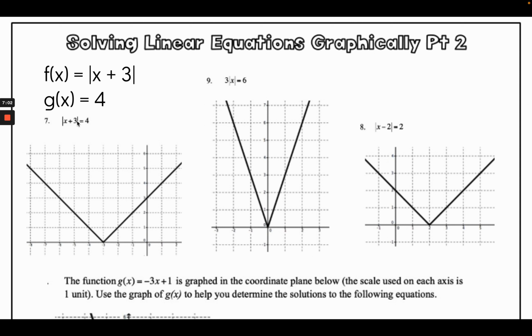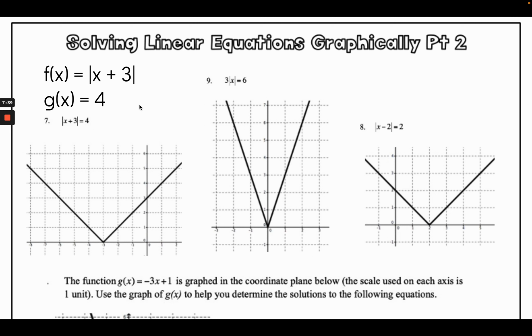So I've created my new two equations. F of x equals absolute value of x plus 3 and g of x equals positive 4. Now, we haven't exactly learned how to graph absolute values in Algebra 1, so I've graphed all the absolute value graphs for you. So here, as we see an absolute value graph and an absolute value equation, I graphed all the f of x's. So here's my f of x equals absolute value of x plus 3. So we're only going to graph g of x equals 4.